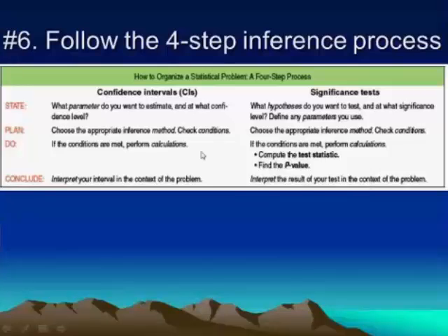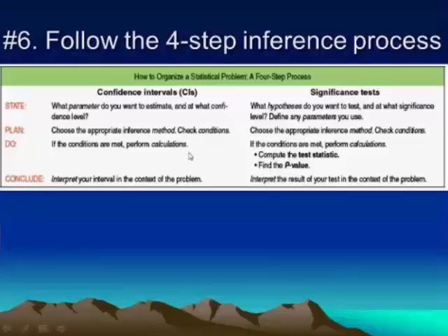The confidence interval side is a little bit easier because there are no hypotheses. So we're just thinking about what we're going to estimate and at what confidence level. So a clear statement of the parameter really helps students get a good contextual conclusion at the end of the problem. The plan step is the same as I mentioned before, and the calculations are the same as I mentioned before. You can use stat tests or stat intervals depending on the calculator to do the do step, but the risk is it's an all or nothing proposition.